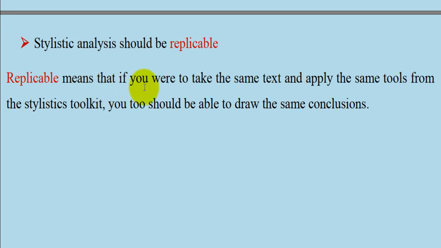The last one, stylistic analysis should be replicable. Replicable means that if you were to take the same text and apply the same tools from the stylistics toolkit, you too should be able to draw the same conclusions. Replicable ما كتعنيش أننا نديرو نفس التحليل اللي دار واحد آخر، ولكن إلا تبعنا دوك التولز اللي كاينين في stylistics تاع تحليل واحد القطعة نصية، خاصنا نوصلوا نكونوا قادرين أن نوصلوا لنفس الكونكلوجن أو لا نفس الاناليسيس من خلال استعمال دوك التولز. وأي واحد خرج بنا واستعمل دوك التولز خاص تكون عنده توا نفس النتيجة أو نفس التحليل.